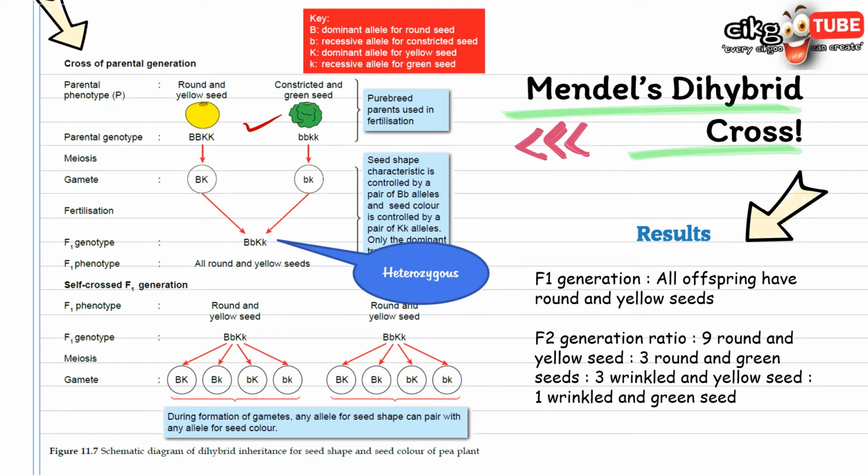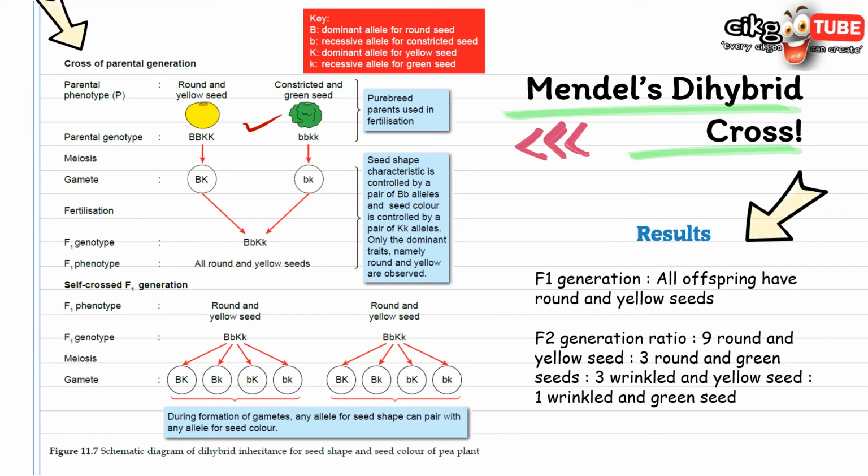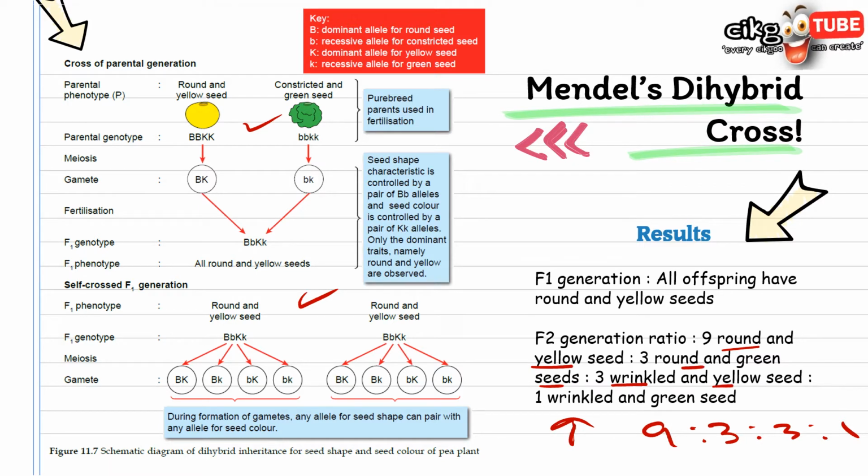Then the self-pollination of the F1 hybrid will produce the F2 generation with the following ratio, which is 9 to 3 to 3 to 1. That means 9 round and yellow seed, 3 round and green seed, 3 wrinkled or constricted and yellow seed, and 1 wrinkled and green seed.